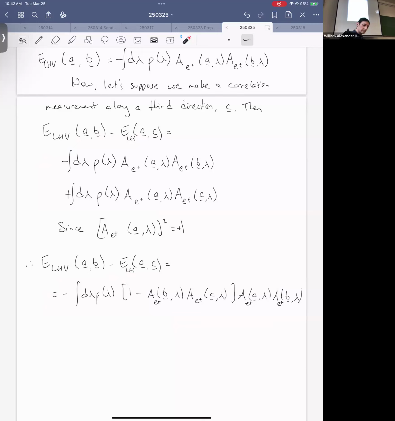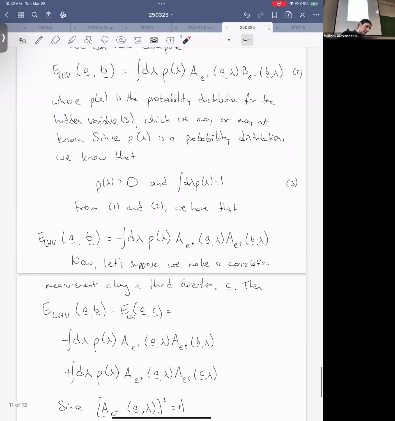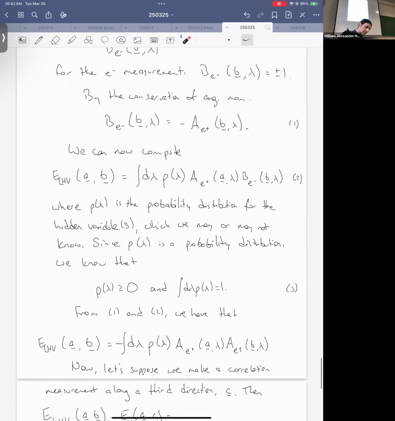Yes. I'm confused why you swapped B, when you rewrote the expectation value in substituting both A's plus. Just after from 1 and 2 we have that, yes. Why did you swap the functions and not the objects?